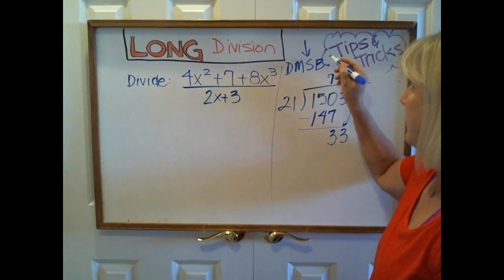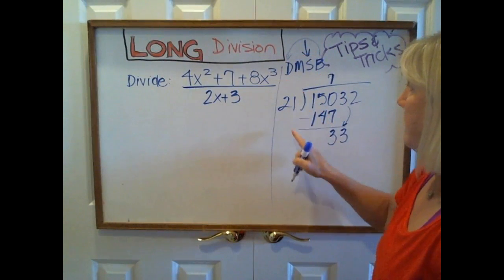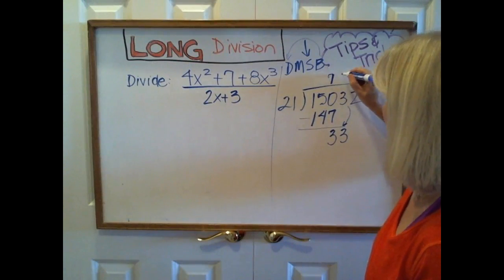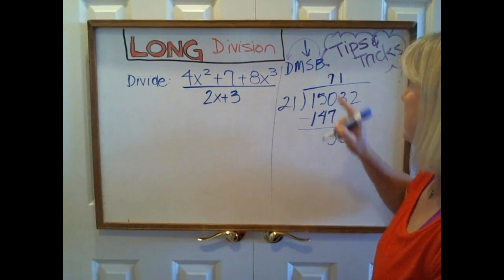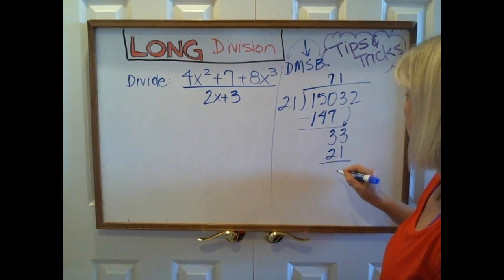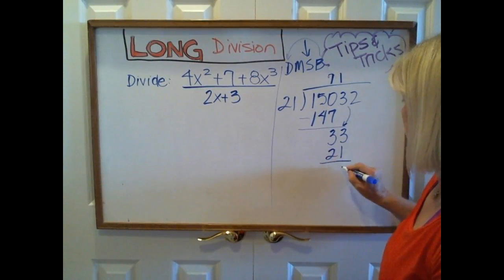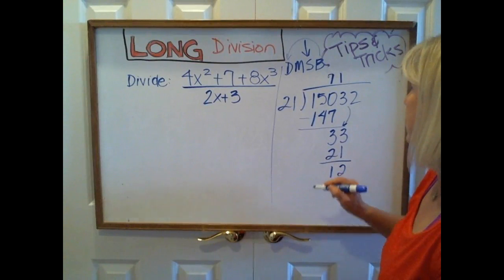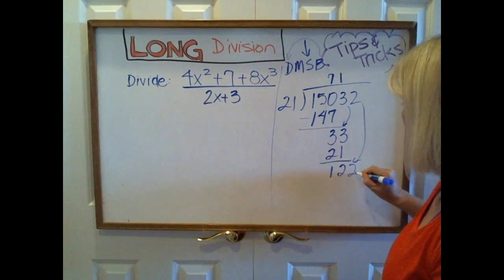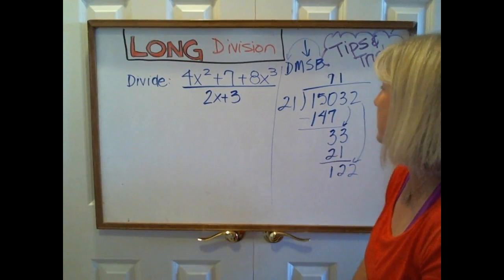So then we start again. We go back to the beginning. We divide. So 33 divided by 21, or 20, it goes in once. So 21 times 1 is 21. And then we subtract, and we get 12. And then the next step is to bring down the 2. So 21 into 122.